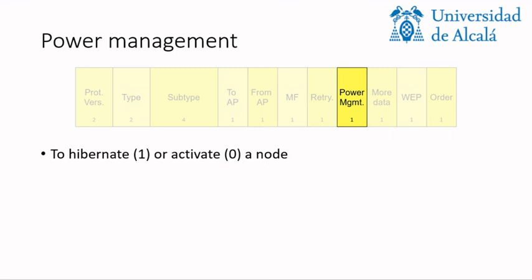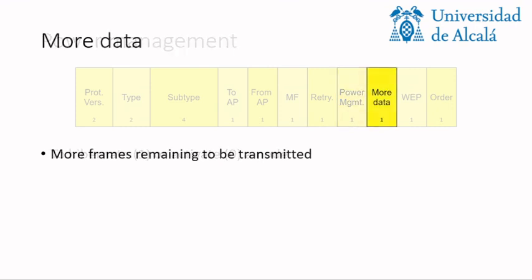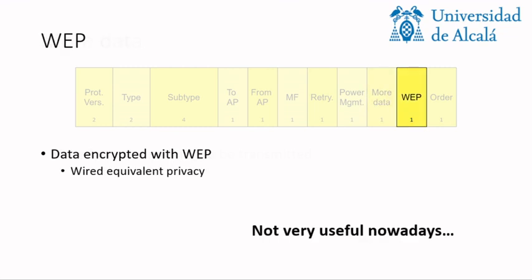Another field is this 1 bit for power management, and it is set to 1 or 0 to hibernate or activate a node, because you can do this in Wi-Fi remotely. Finally, we also have 1 bit for if we have more data to be sent. In this case, it's more frames to send, okay? MF is for more fragments, and this one would be for more frames. And remember that frames can be divided into several fragments.